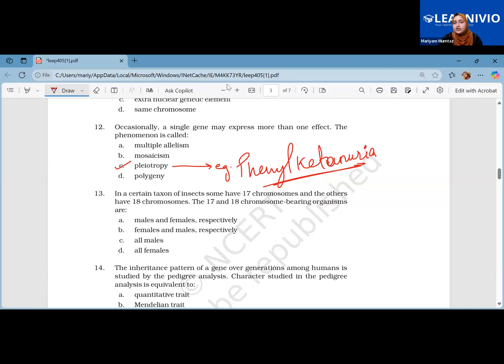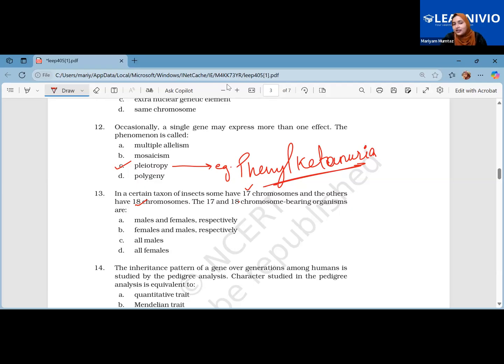Okay, in a certain taxon of insects, some have 17 chromosomes and the others have 18 chromosomes. The 17 and 18 chromosome bearing organisms are, tell me, taxon means a group. So they are saying in the taxon of insects, some have 17 chromosomes and some have 18. Which one has 17 and which one has 18? And females are having 18. Which one? The females. Females are having 18.